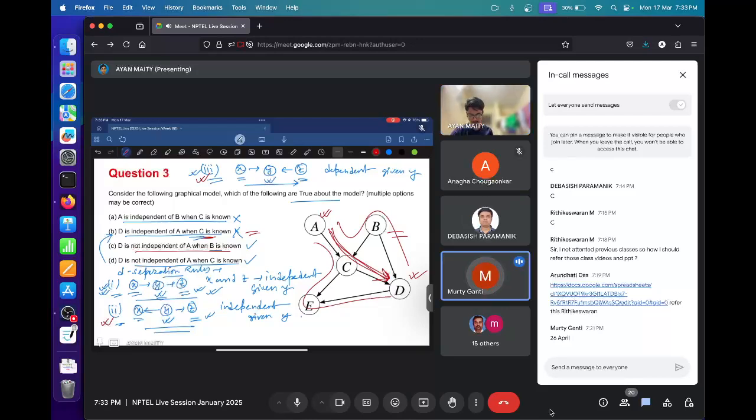So, this topic is graphs, right? It is Bayesian networks.